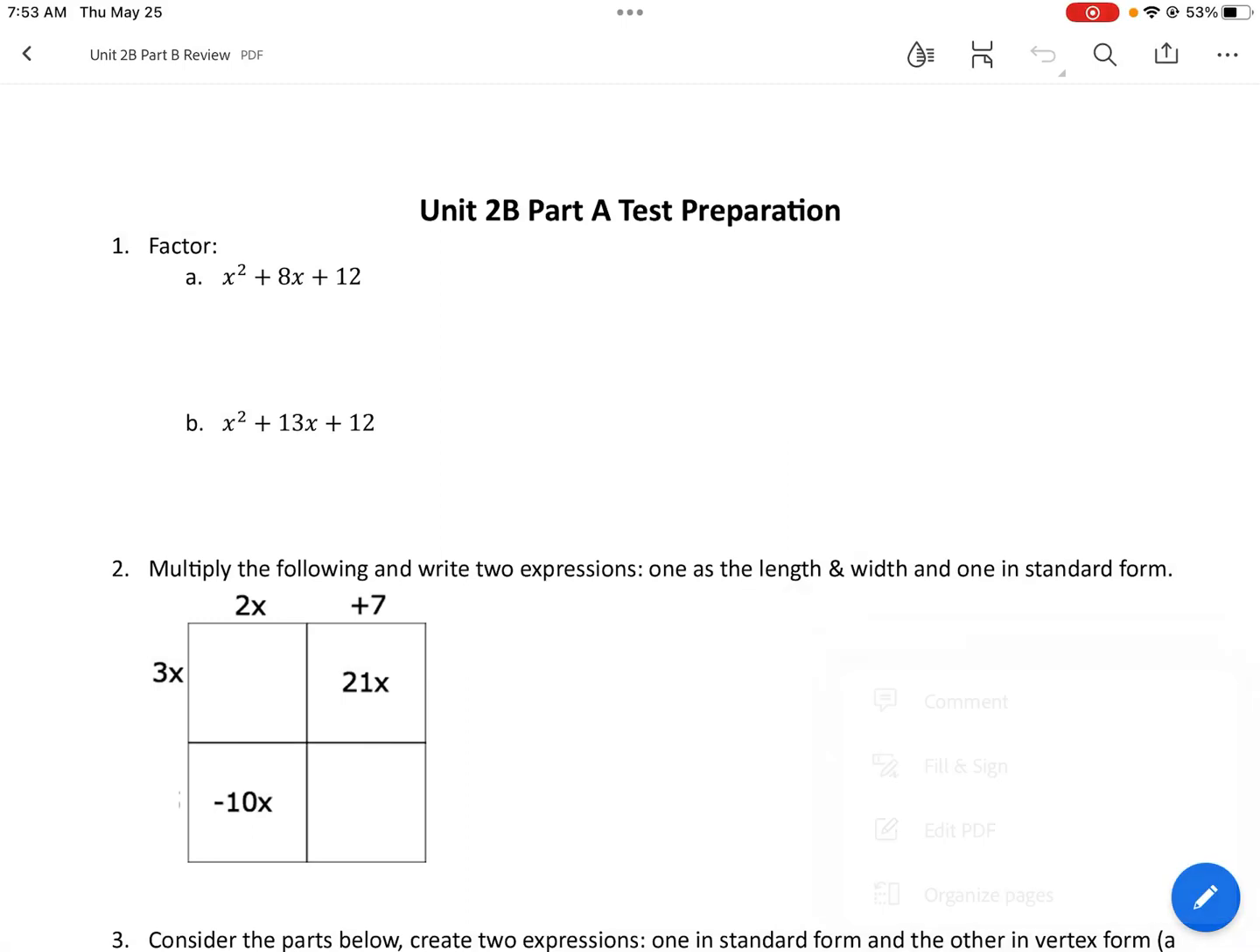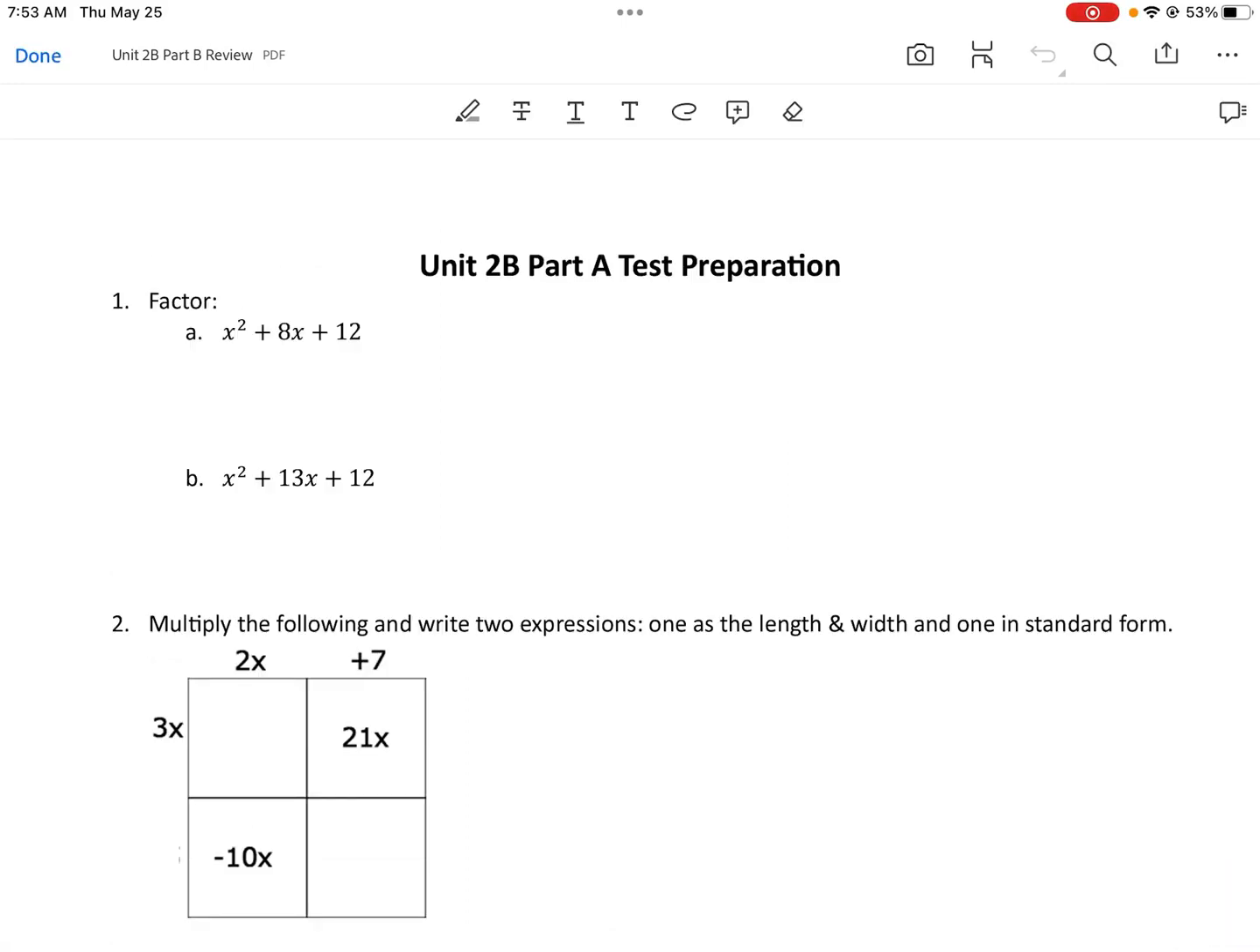Okay, I wanted to give you a quick recap of a couple of the problems that you may see on your test here. So the first thing is factoring. We call these factoring trinomials because there's 3 terms. But remember, you're looking for things that multiply to 12 and add to 8.